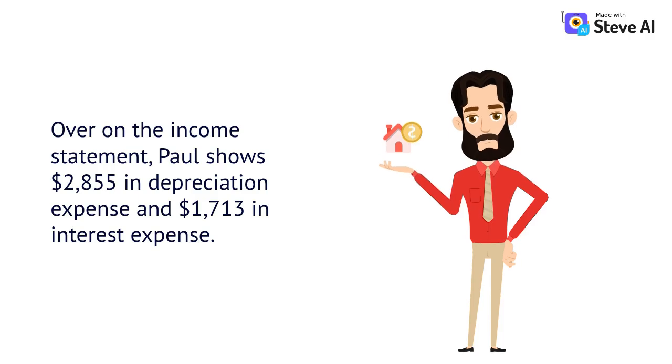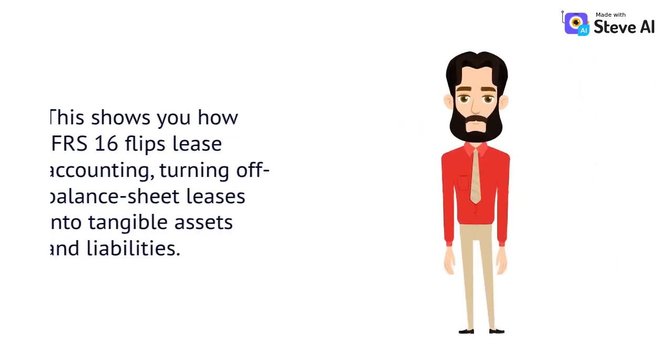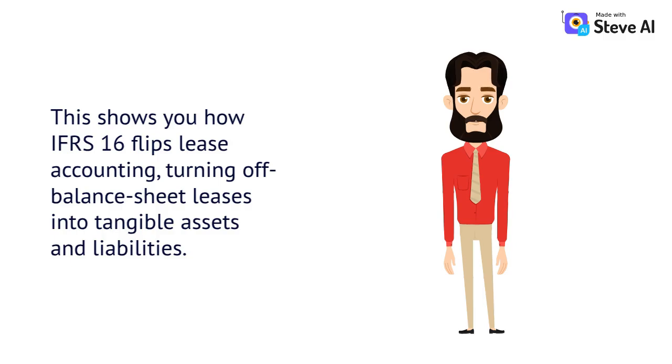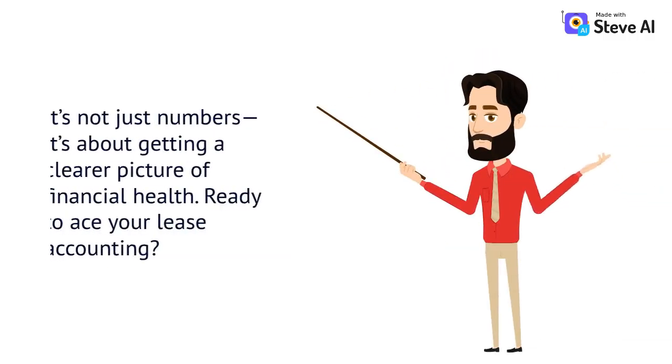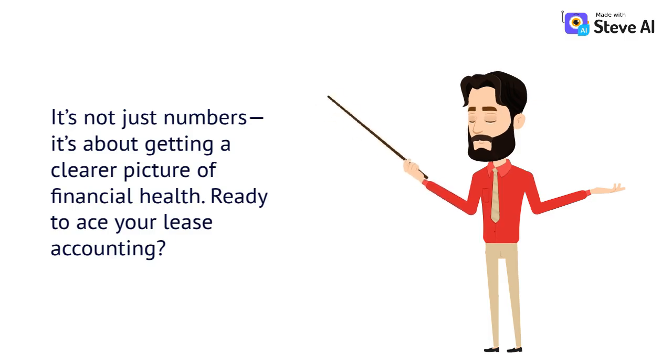Over on the income statement, Paul shows $2,855 in depreciation expense and $1,713 in interest expense. This shows you how IFRS 16 flips lease accounting, turning off balance sheet leases into tangible assets and liabilities. It's not just numbers, it's about getting a clearer picture of financial health.